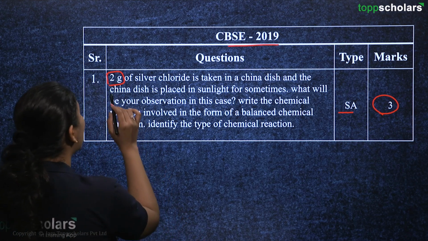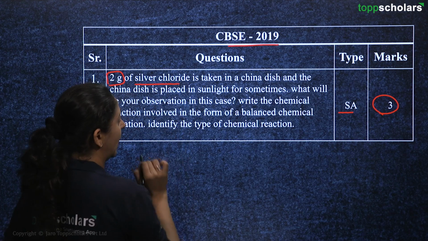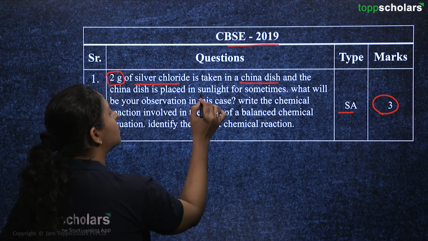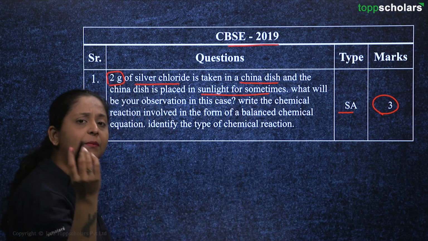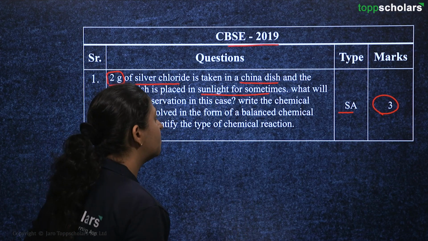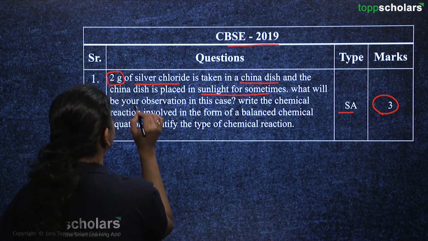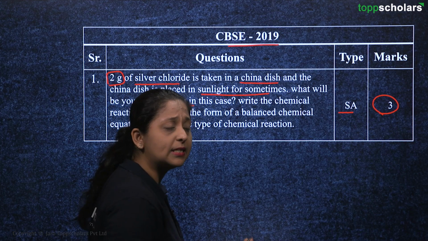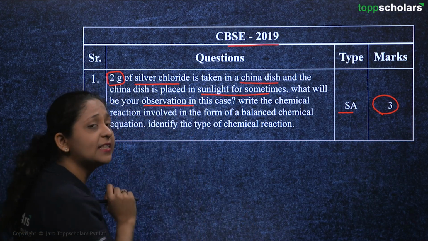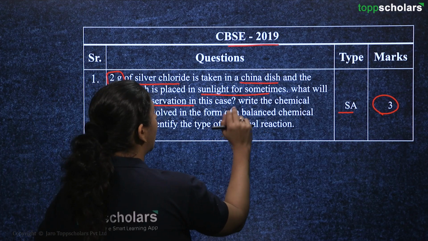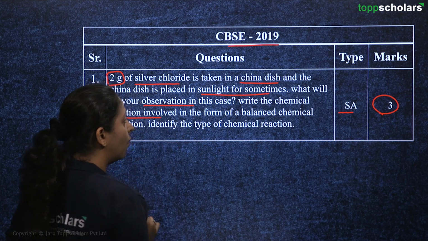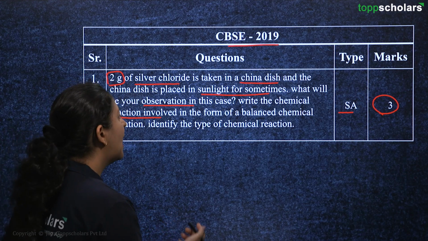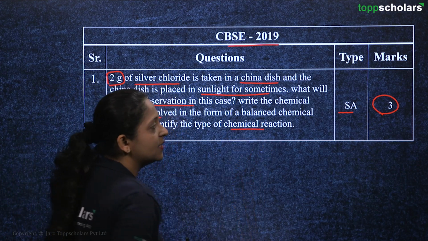Okay. So you have 2 grams of silver chloride which is taken in a china dish, and the china dish is placed in sunlight for some time. Basically, you are heating it up, giving some temperature. What will be your observation in this case? What observation will you see when silver chloride is heated? Write the chemical reaction involved in the formation. You have to give a balanced chemical equation and identify the type of chemical reaction.